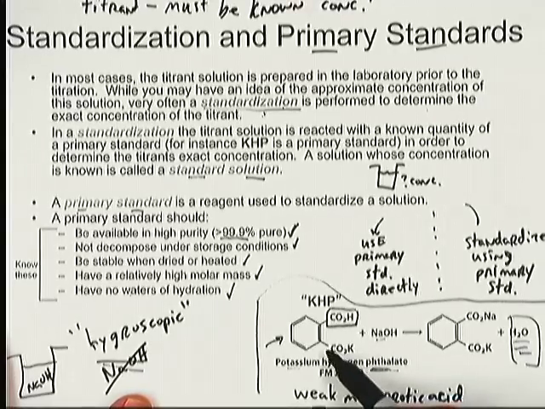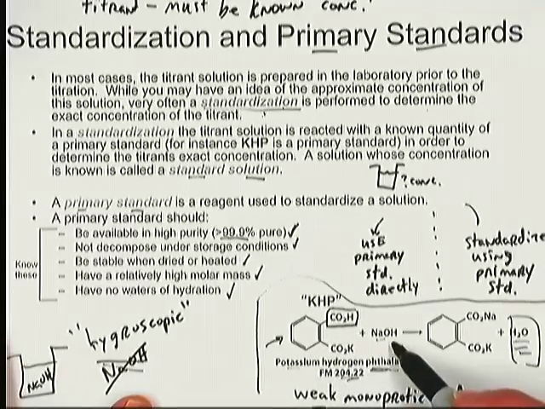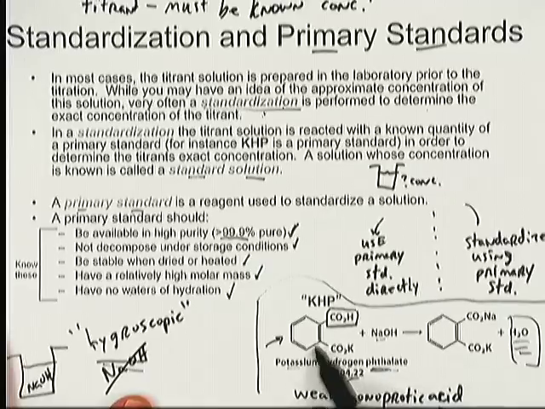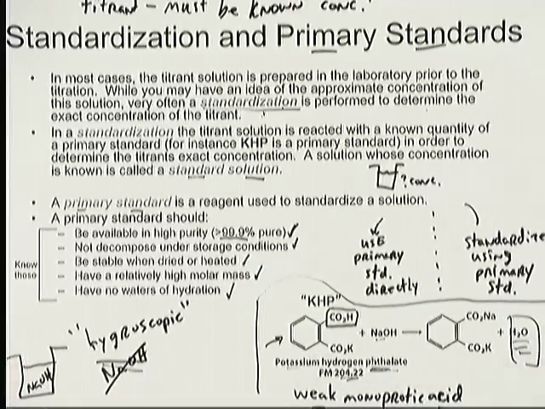The way the experiment would work, you just weigh out some of this, maybe 0.5 gram to 1 gram, put it in the bottom of a flask, add some water and some indicator, oftentimes phenolphthalein, and then you just titrate with your sodium hydroxide until you see the color change. You can figure out the concentration of your titrant through this process because you know how many moles of this you added to the container. So KHP is a very, very commonly used monoprotic weak acid primary standard.